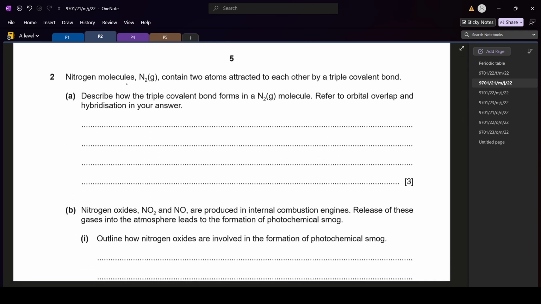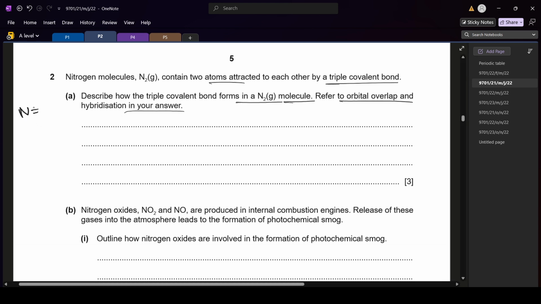Question number 2. Nitrogen molecules contain two atoms attracted to each other by a triple covalent bond. Describe how a triple covalent bond forms in a nitrogen molecule. Refer to orbital overlap and hybridization in your answer. So, how is a triple bond formed? In a triple bond, we have one sigma bond and two pi bonds, and this has a hybridization of sp in each nitrogen.